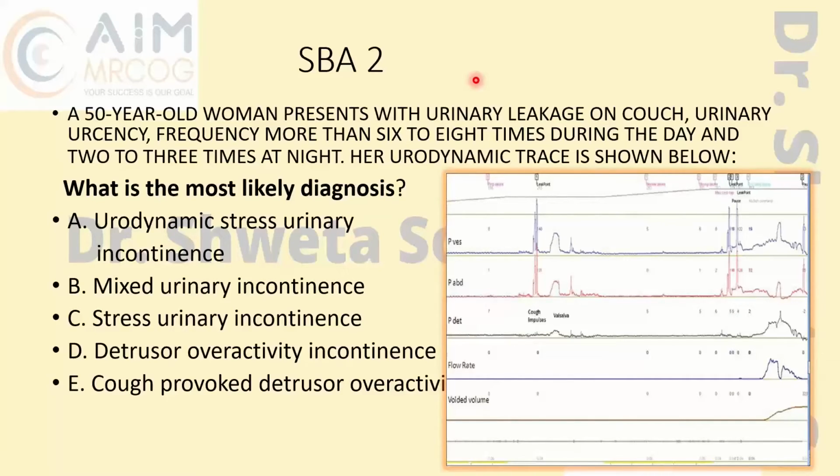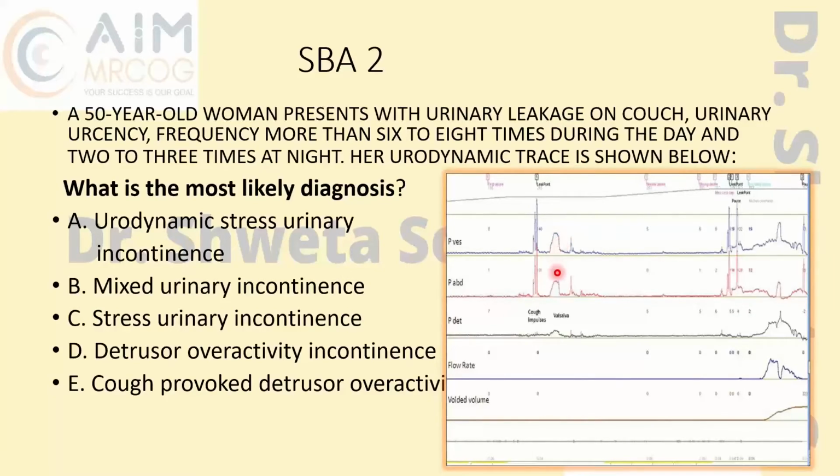Yes. So first I will see P detrusor. Very good. There is, with cough there is increase in the detrusor contractility and also vesical and abdominal pressure also increasing. So the answer is cough provoked detrusor overactivity, E. Okay. Do you think it is correct?